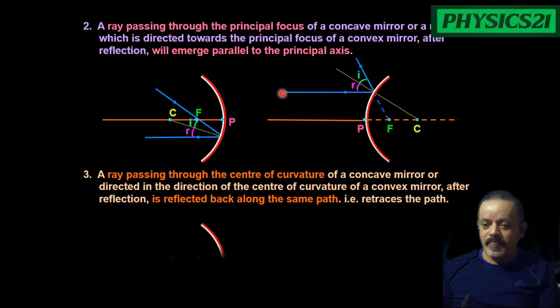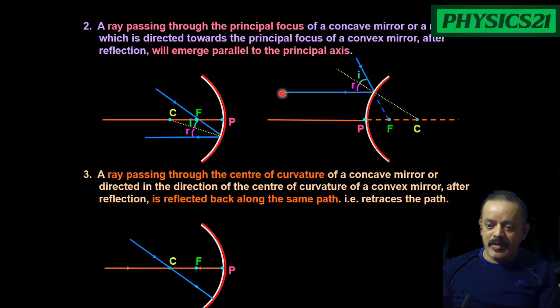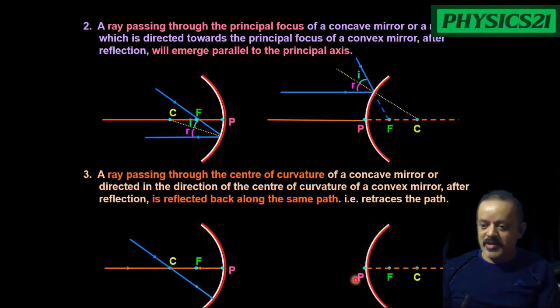Now, the third rule. A ray incident from the direction of the center of curvature retraces its own path. So this is the ray incident from the direction of the center of curvature, retracing its own path. Similarly, in a convex mirror, a ray traveling towards the direction of the center of curvature retraces its own path. जहां से आएगी वहीं return हो जाएगी.